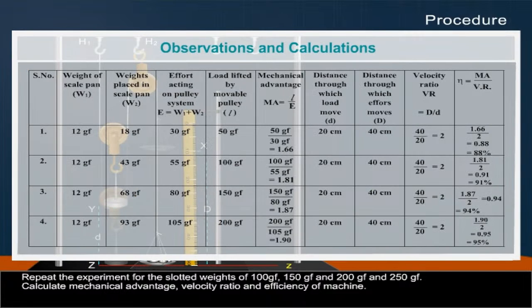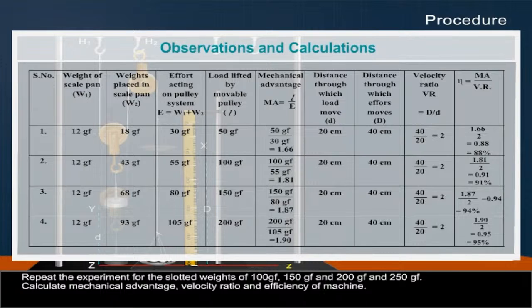Observations and calculations. Serial number. Weight of scale pan. Weights placed in scale pan. Effort acting on pulley system. Load lifted by movable pulley, L. Mechanical advantage, MA, equal to L divided by E.